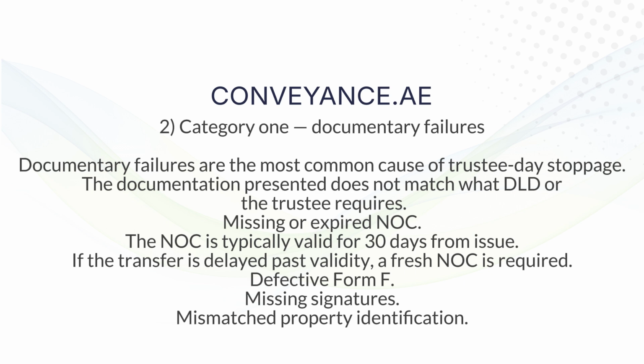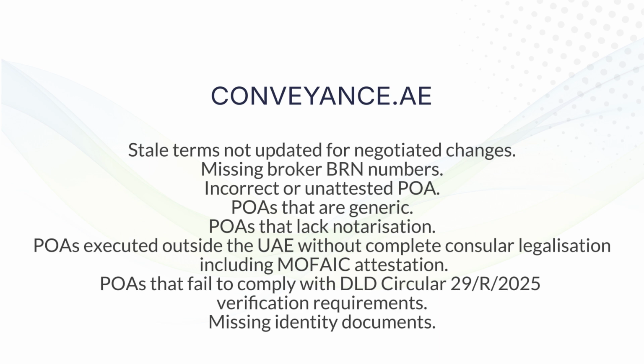Defective Form F. Missing signatures. Mismatched property identification. Stale terms not updated for negotiated changes. Missing broker BRN numbers. Incorrect or unattested POAs that are generic. POAs that lack notarization. POAs executed outside the UAE without complete consular legalization, including Mosaic attestation. POAs that fail to comply with DLD Circular 29R, 2025.